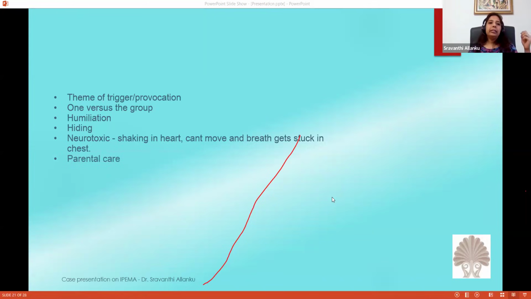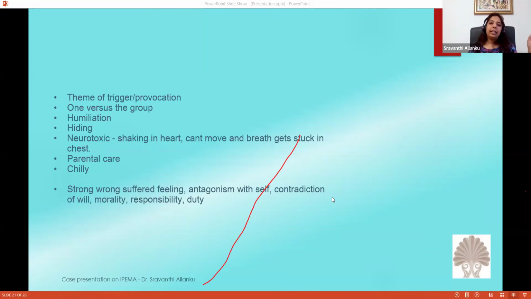There is parental care in this patient. And this patient is chilly. Patient is also left-sided, but I did not put it here because I would not have eliminated the remedy just because it is left-sided. However, the most important individualizing feature for this patient was that he had a very strong wrong suffered feeling, strong antagonism with self, contradiction of will. But morality, responsibility, and duty, as strong as they were in this patient, were in conflict with him being wrong suffered.